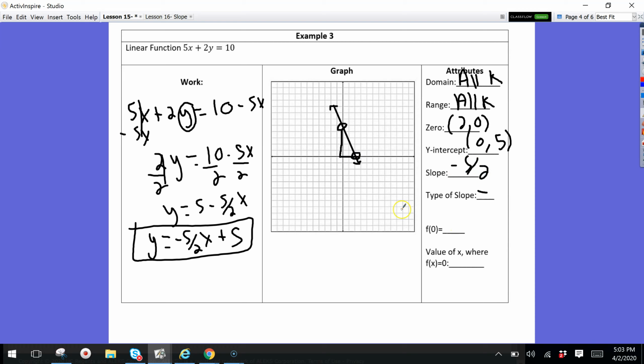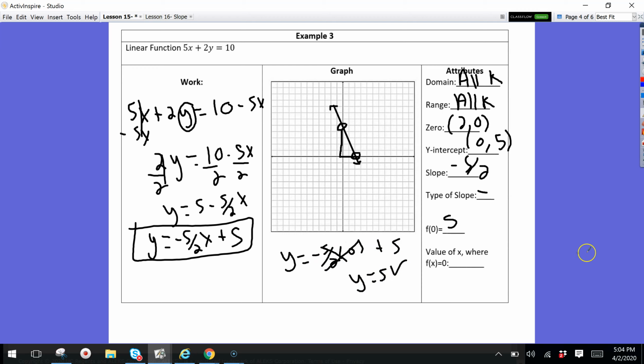F of 0, well, what is the value of the function when x is 0? It's right here. It's 5. I can always plug in a 0 in here to check. Well, let's see. If I plug in a 0 here for x, what do we get out for y? Well, these cancel, and we're left with y equals 5.